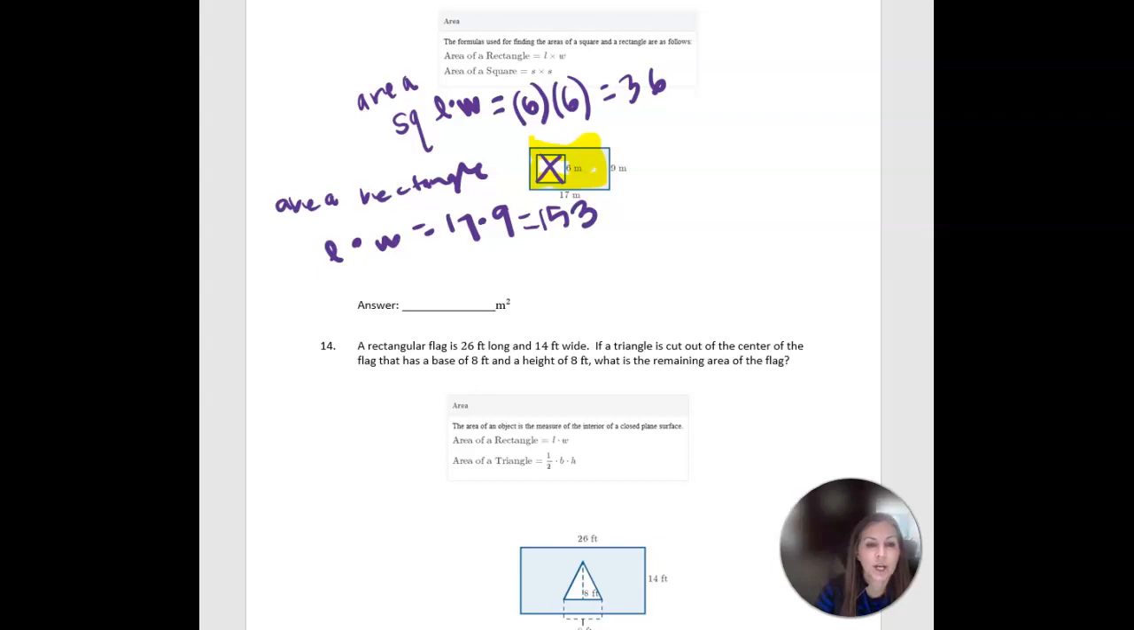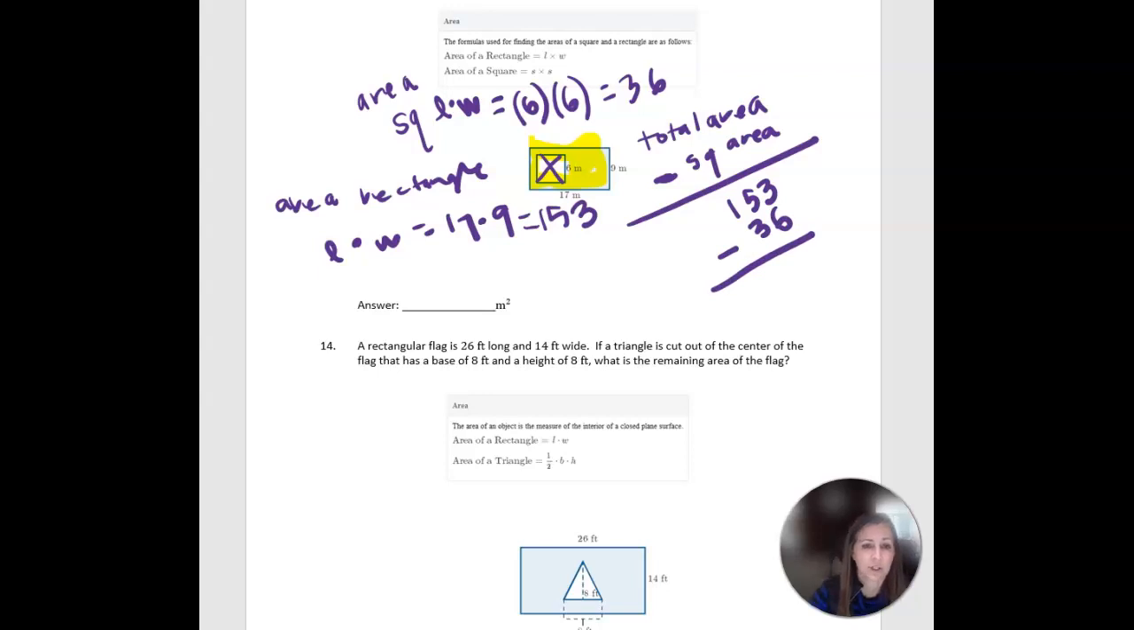All right, so they want to know the area of the yellow part around the square. So they want to know the total area minus the square area. So we only want that outside yellow portion. The total area is 153. The interior area is 36. So we'll subtract those two. I'll leave that for you to finish for time's sake.